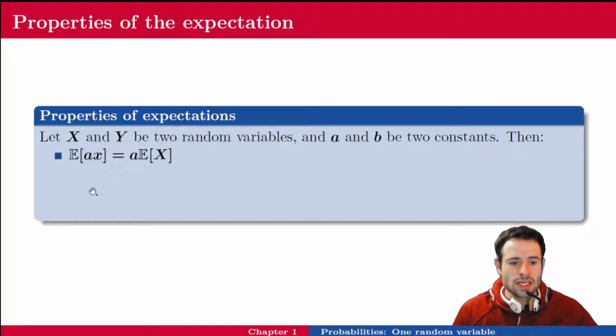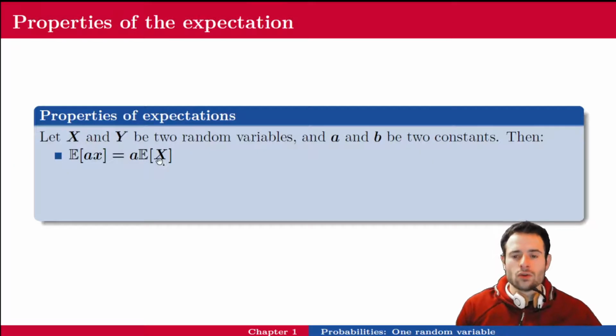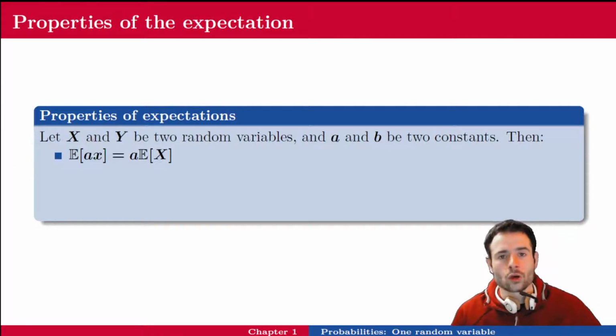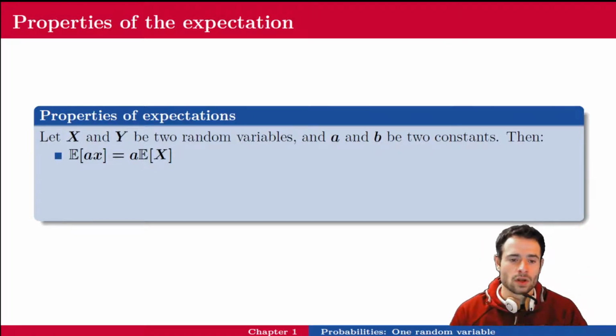Since a is not random, it's always equal to the same value, we can simply put it out of the expectation. We cannot put big X out of the expectation because big X doesn't take a certain value 100% of the time. Sometimes it has one value, sometimes it has another. And this is why we need to have it inside the expectation symbol.